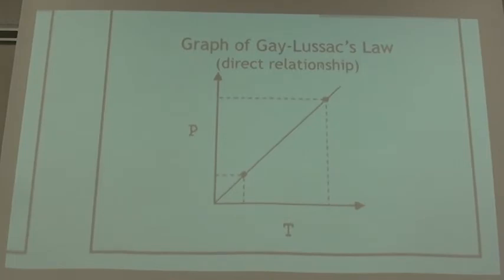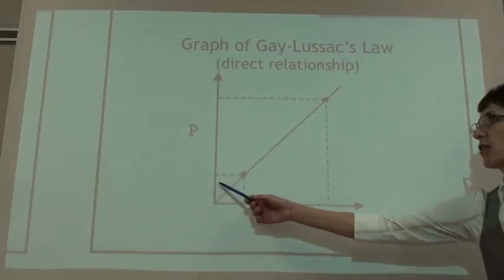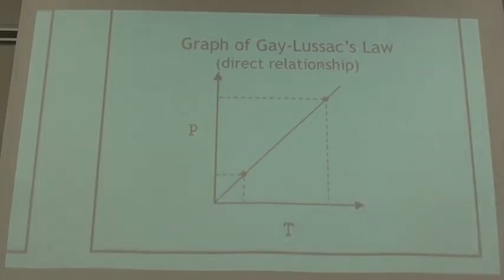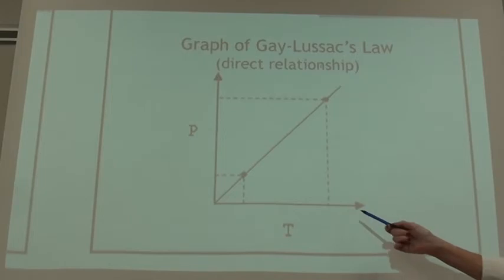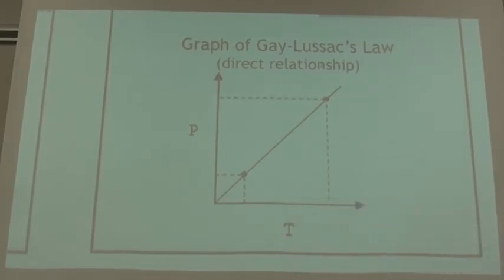Okay. Here is a graphical representation of Gay-Lussac's law. Are we clear here? As the pressure goes up, the temperature goes up. What do we call this point right here on a graph? The origin. So the x and y values are both 0.